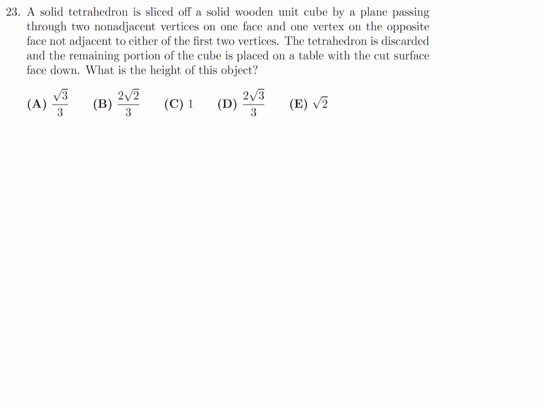A solid tetrahedron is sliced off a solid wooden unit cube by a plane passing through 2 non-adjacent vertices on one face and 1 vertex on the opposite face, not adjacent to either of the first two vertices. The tetrahedron is discarded and the remaining portion of the cube is placed on a table. With the cut surface face down, what is the height of this object?